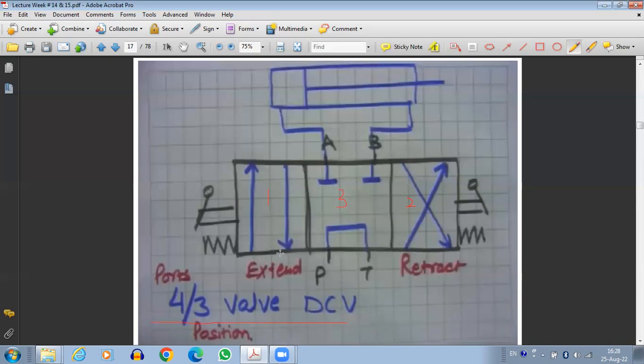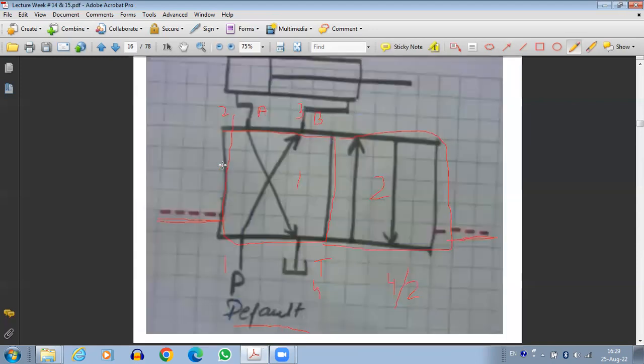Okay, now in this case, we can have a spring which might be controlling the position of the spool in the default condition. So it would be shown here with the help of a spring drawn at the sides, or we can have a mechanical lever which can actually control the positioning of the spool. So this is an example of a 4 by 3 DCV. The previous example was of a 4 by 2 DCV.